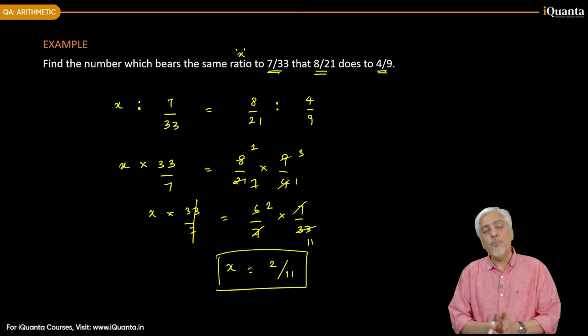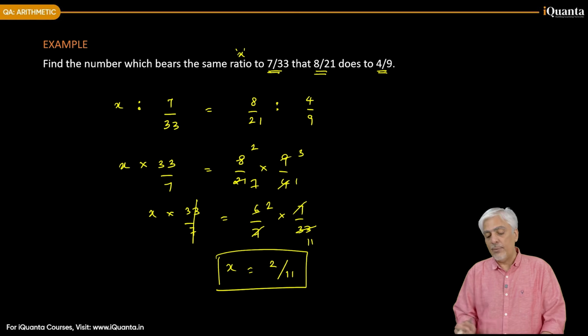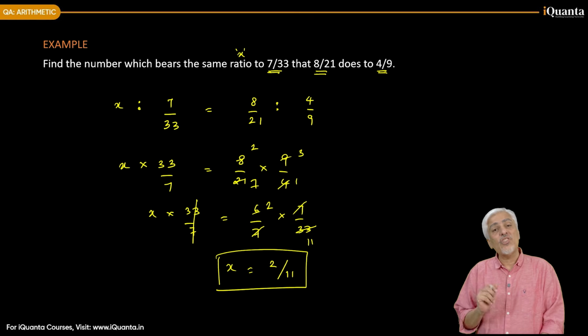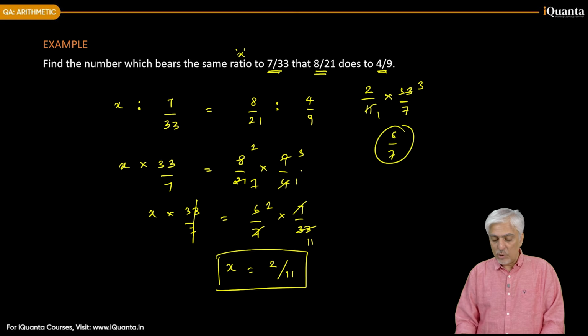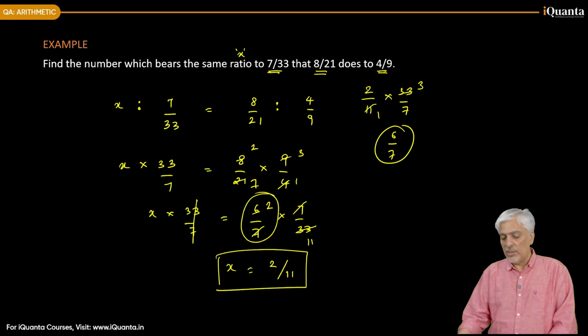That means 2 upon 11 ratio 7 upon 33 is same as 8 upon 21 ratio 4 upon 9. Let's just check that logic. So what is 2 upon 11 divided by 7 upon 33? That means multiply by 33 upon 7. So that's 11 threes are 33, 6 upon 7. And on the right hand side, if you notice, when we had solved it, we had got 6 upon 7. And that's how you can check your answer.